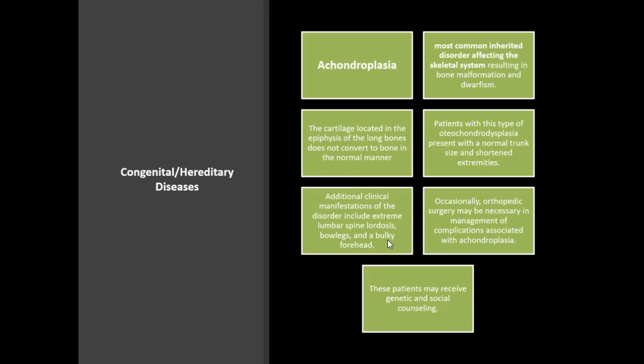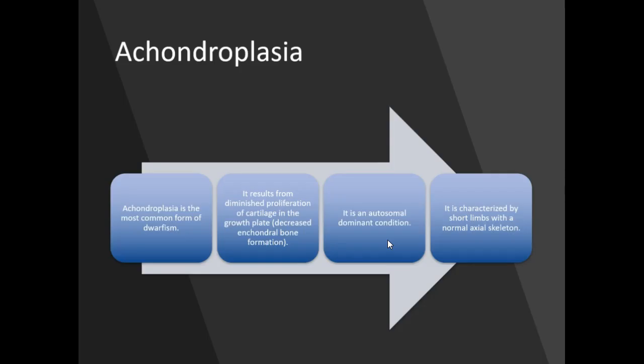So achondroplasia, it's the most common inherited disorder affecting the skeletal system, resulting in bone malformation and dwarfism. So the cartilage located in the epiphyses of the long bones does not convert to bone in a normal manner. Patients with this type of osteochondrodysplasia present with a normal trunk size and shortened extremities. Additional clinical manifestations of the disorder include extreme lumbar spine lordosis, bow legs, and bulky foreheads. Occasionally, orthopedic surgery may be necessary to manage complications associated with the disease. These patients receive genetic and social counseling.